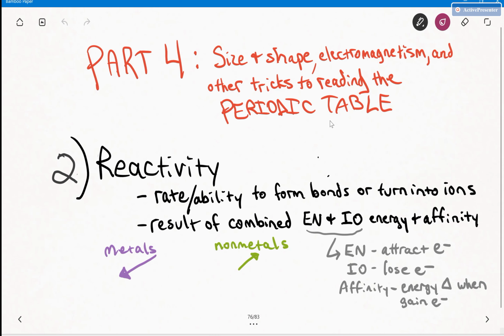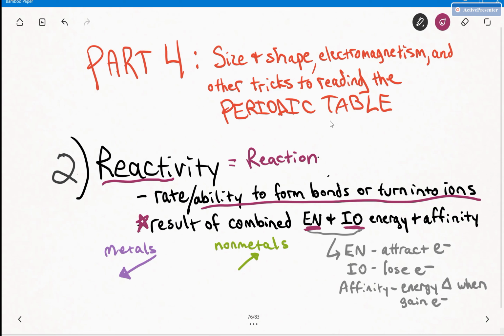Now, number two, the reactivity. The reactivity of an atom is the ability to form bonds or turn into ions. So it's how reactive it gets, how easily it ends up having a chemical reaction. So reactivity, reaction. How easy is it to have a chemical reaction with this atom? And it's the result of combined electronegativity, ionization energy, and affinity. Electronegativity is very important to pay attention to, because knowing this is going to help you with a lot of stuff later on down the road. Maybe not this semester so much, but the second semester and down the road, it's all about electronegativity. When you get into organic chemistry, it's all about electronegativity.